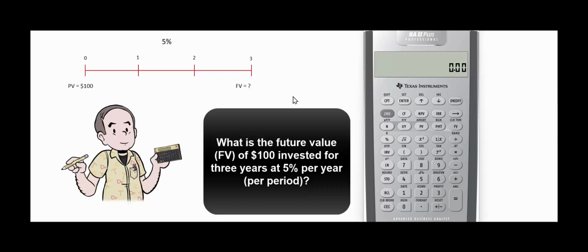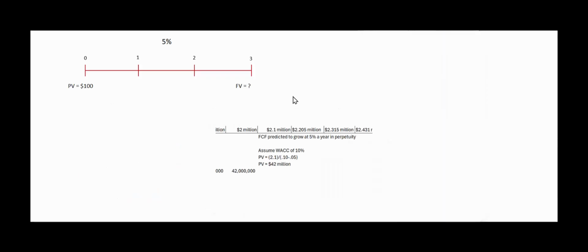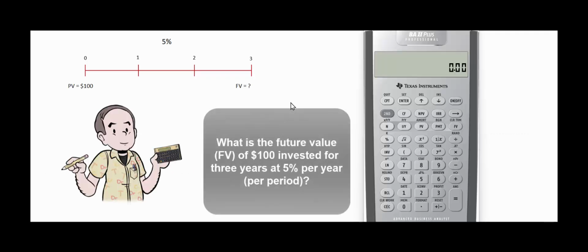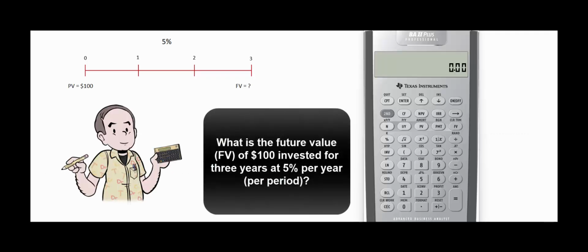This problem's pretty simple, but when we get to valuing a corporation based on the present value of future free cash flows, or valuing a corporation based on future dividend streams, it's going to get kind of complicated. And timelines are going to be very helpful. Let's do this one real fast.